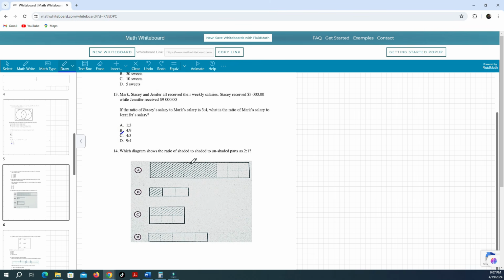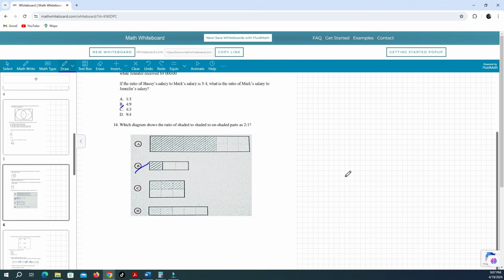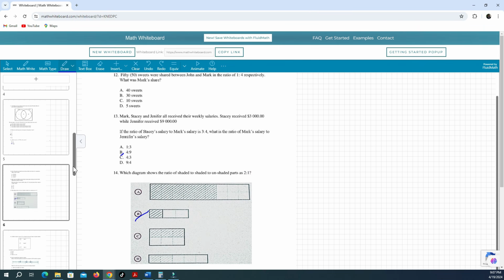Which diagram shows the ratio of shaded to unshaded area? Shaded to unshaded area. I think there's a mistake here. And it's 2 to 1. I see 2 to 1 here, so I'll select B. But I'm not sure about this question. It's not structured properly in my book. All right, so let's move forward.